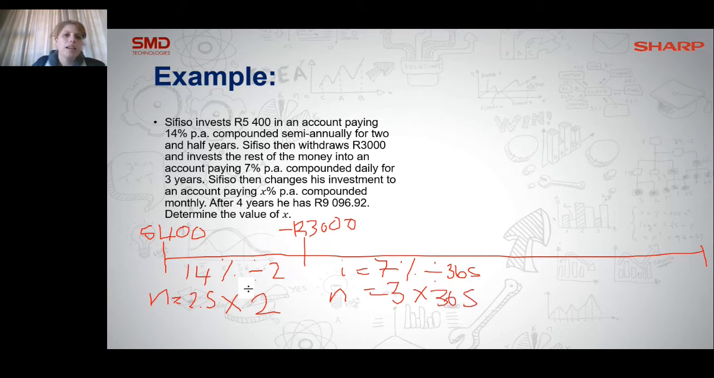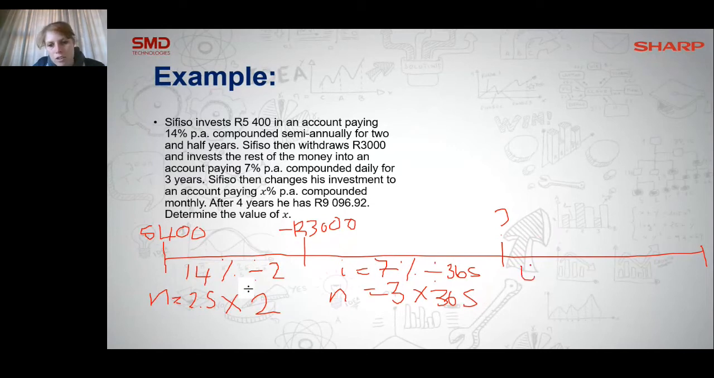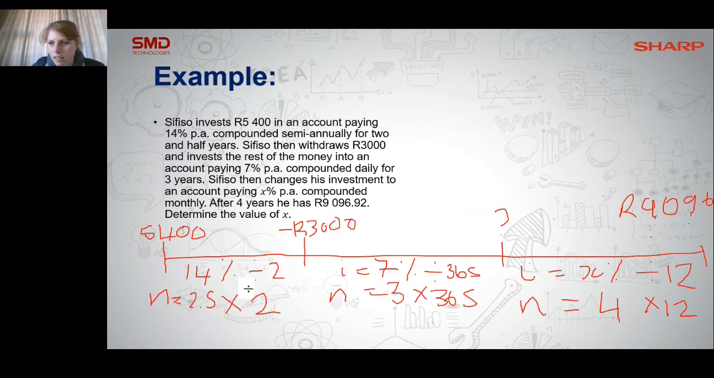Okay. Then he changes his investment. So again, there's another break. And we have something that comes in here with an account that is paying an interest rate of X%, compounded monthly. So divided by 12, and our N is times 12 equals, and it's after 4 years. He has a total of 9,000 Rand and 96 and 92 cents.